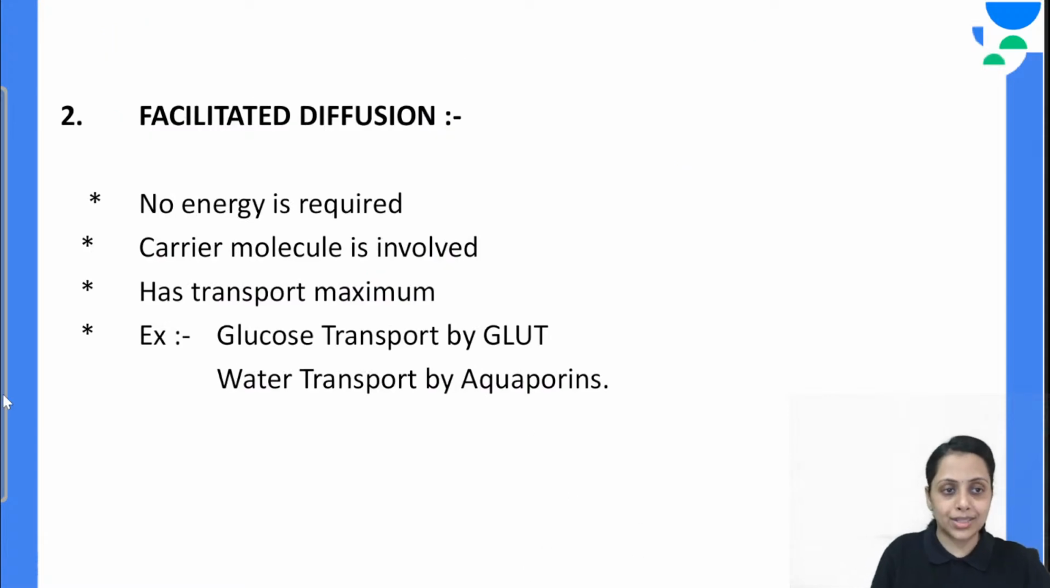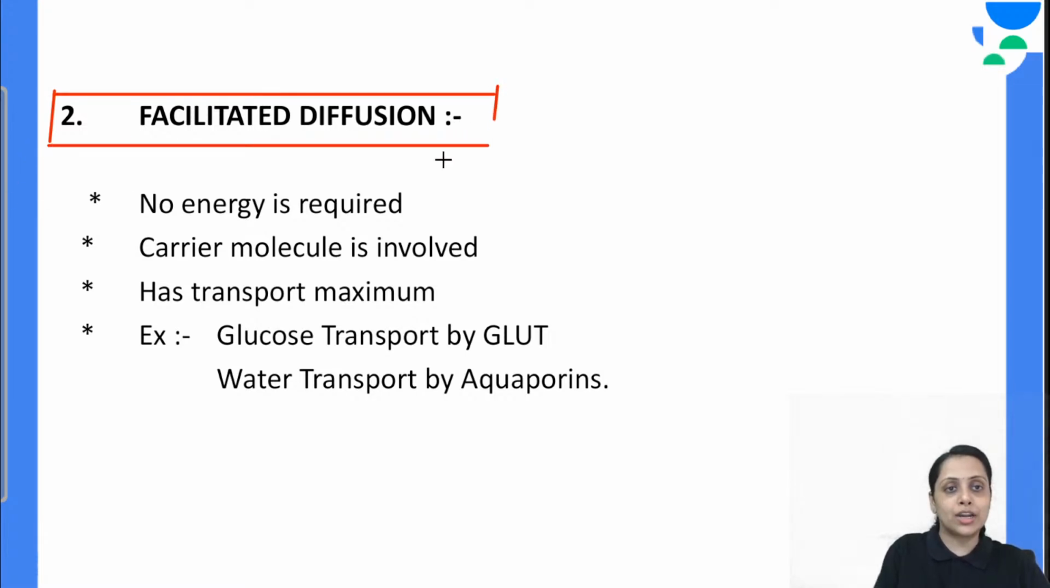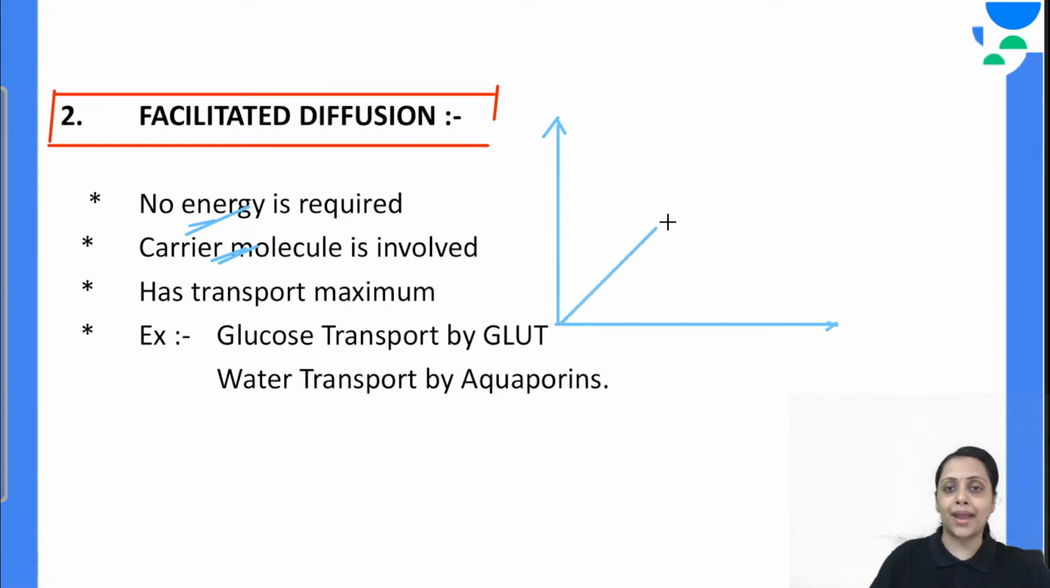To the next one, that is facilitated diffusion. This is also a passive process, so out here also no energy is required. No ATP is required out here. But carrier molecules are involved. Remember the channels and the carrier molecules, which are also known as transporters, are involved in facilitated diffusion. So out here there will be the concept of B max or transport max.